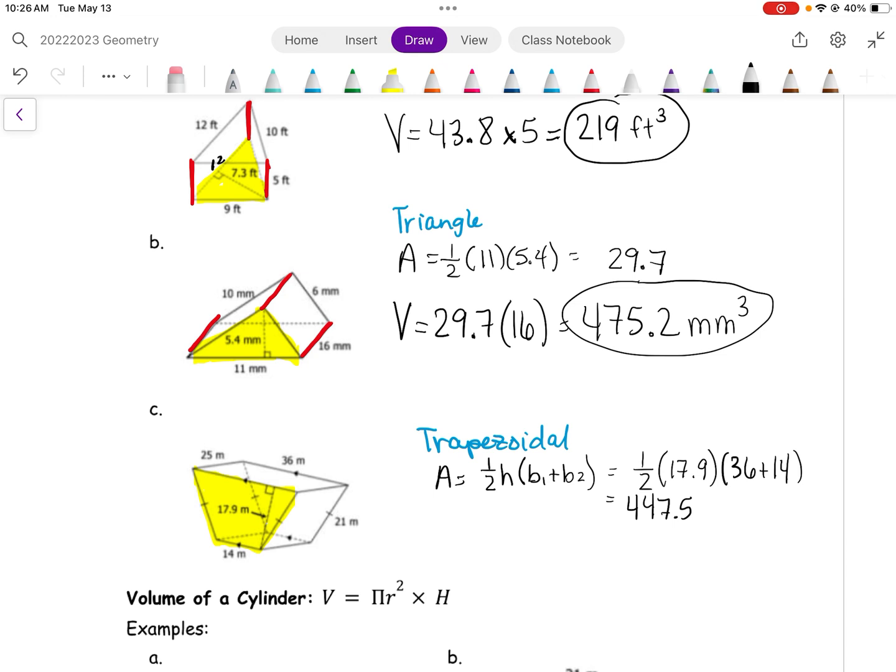And then again, ask yourself, if that is a flat area, what is going to give that flat area its third dimension? The height or length of the prism would be this dimension right here. And if you look closely, that dimension is 25. Again, since the base is not on the bottom, the height is going to be on its side. So take your flat area, which is 447.5, and you're going to multiply it by its third dimension, which is 25. I still have that on my calculator, times 25. And it's 11,187.5 meters cubed.